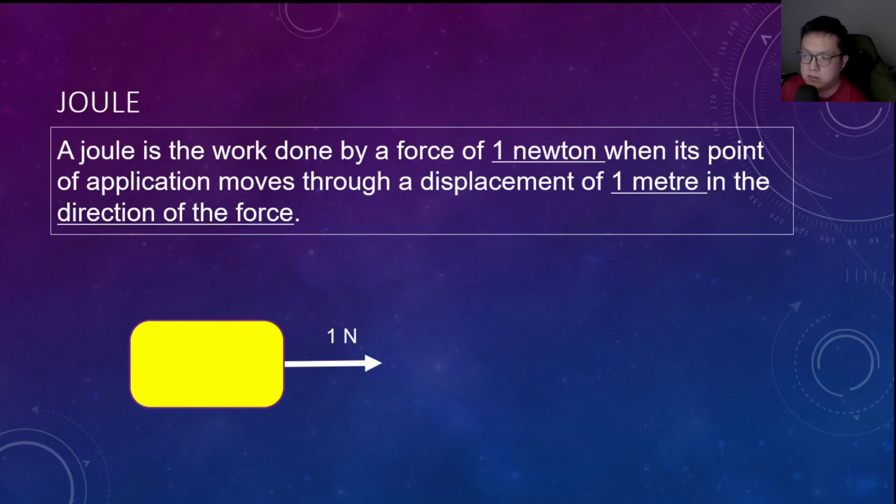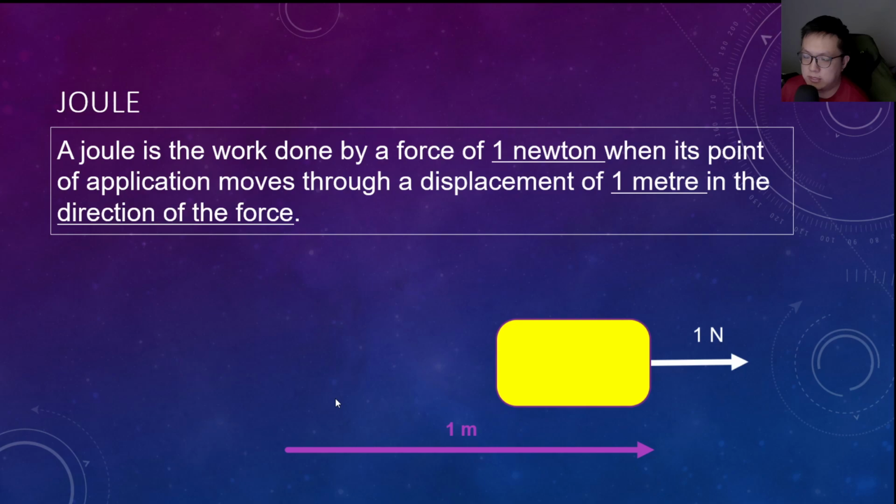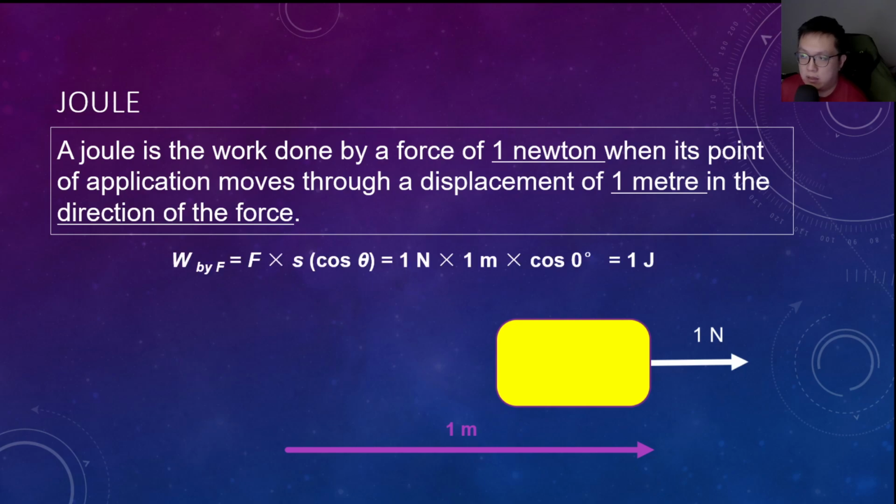The unit for work done is the joule. 1 joule is the work done by a force of 1 Newton when its point of application moves through a displacement of 1 meter in the direction of the force. So basically, if I apply a 1 Newton force on an object and it moves by 1 meter in the direction of the force, this is 1 joule. When you multiply 1 Newton by 1 meter, you get 1 joule of work done. Of course, because the angle between them is 0 degrees, both are parallel, so cosine theta is equal to 1.